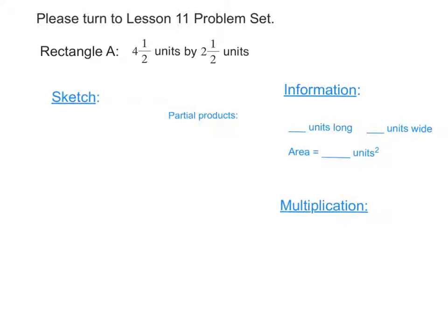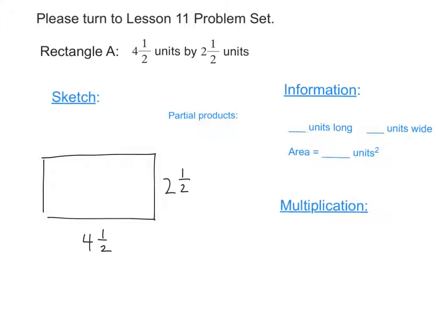So let's talk about rectangle A. I'm going to tell you right now that rectangle A is 4.5 units by 2.5 units big. Okay, so let's go ahead and sketch a rectangle. And let's show that it is 4.5 units by 2.5 units.